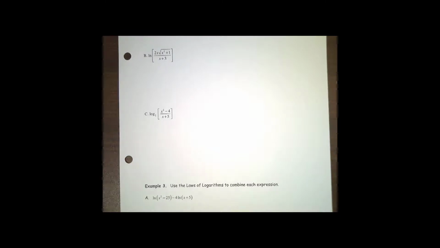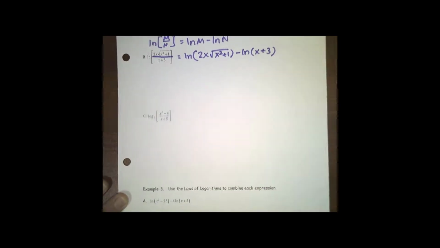So natural log, in this case, of 2x times the square root of x squared plus 1 over x plus 3. So here I have division. So I have natural log of m over n, so that's natural log of m minus natural log of n. So natural log of 2x times square root of x squared plus 1 minus natural log of x plus 3.